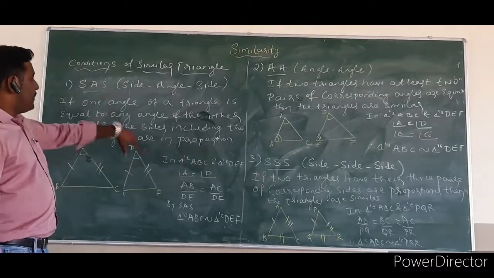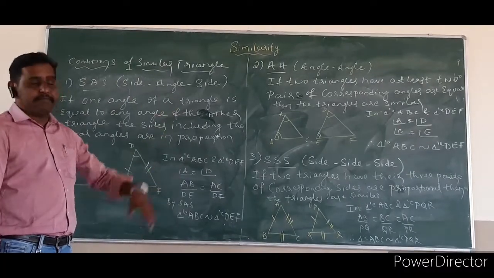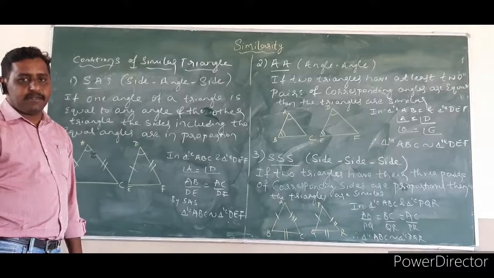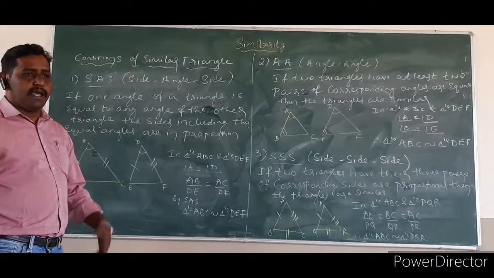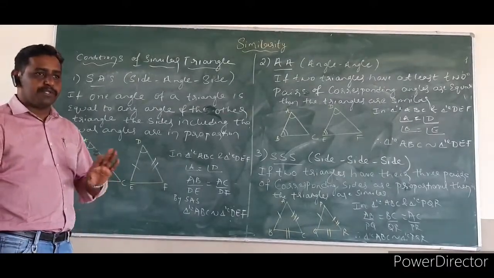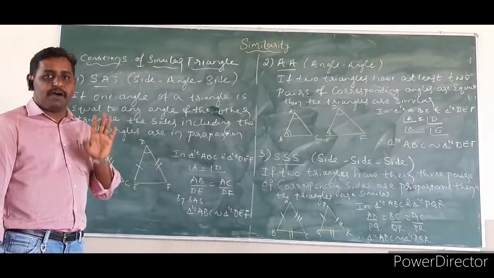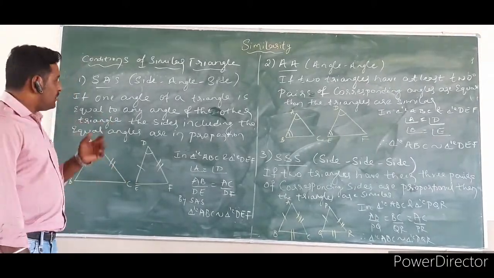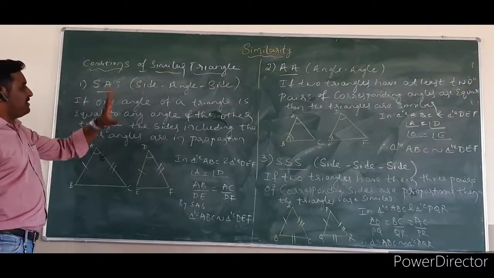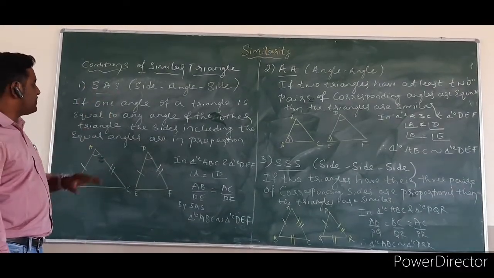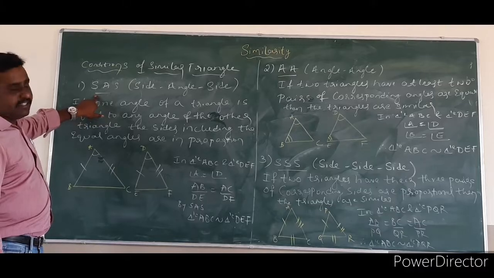Now we know the meaning of similar triangles and the relationship between corresponding angles and corresponding sides. So when we are given two triangles and want to prove similarity, there are certain conditions, tests, postulates or axioms. Here there are certain conditions to prove similar triangles. In that, the first condition is SAS.